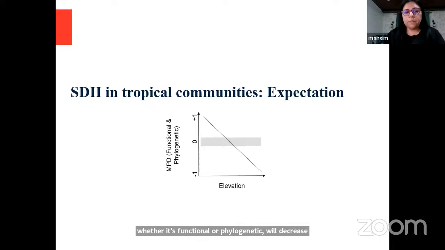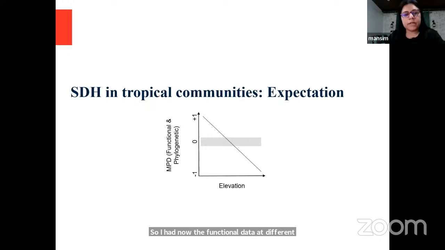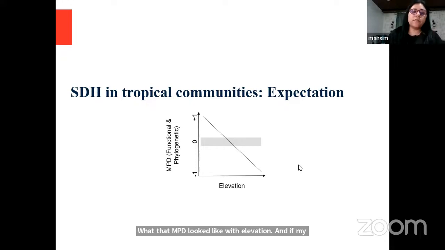So this was my hypothesis. I had the bird data at different elevations. I assembled their traits, so I had now the functional data at different elevations. And I have the phylogenetic relationships at different elevations. I quantified this MPD metric for all these different 48 elevations. And then I plotted what that MPD looked like with elevation. And if my stress dominance hypothesis is true, then I should get a decreasing pattern of MPD.